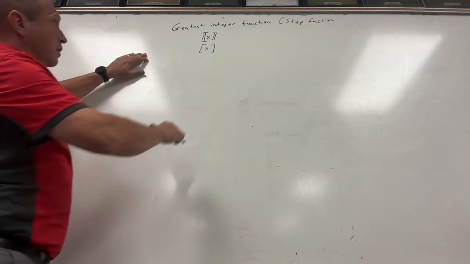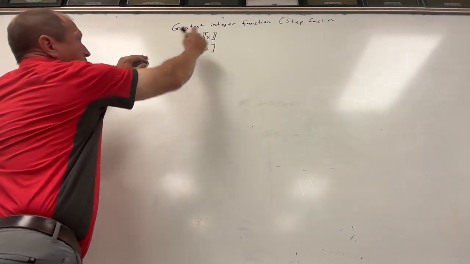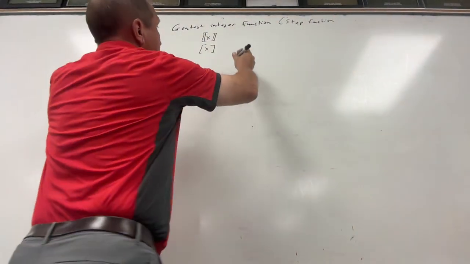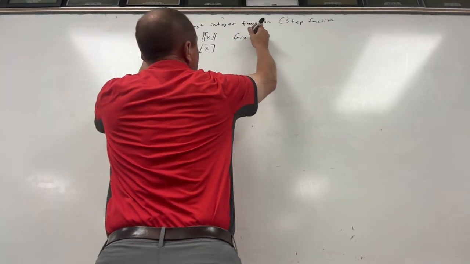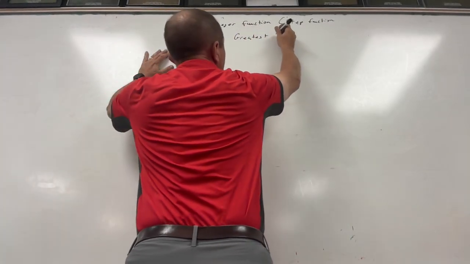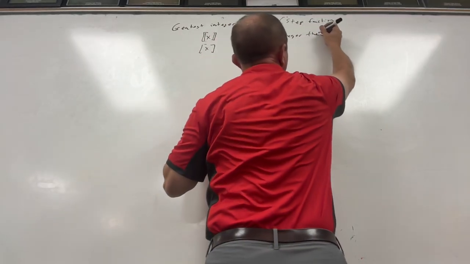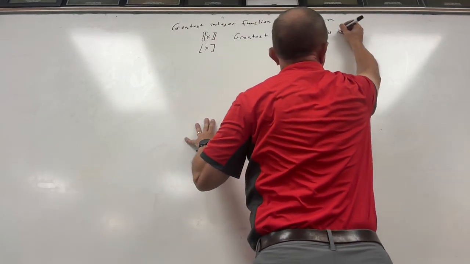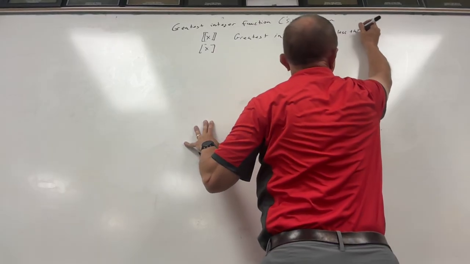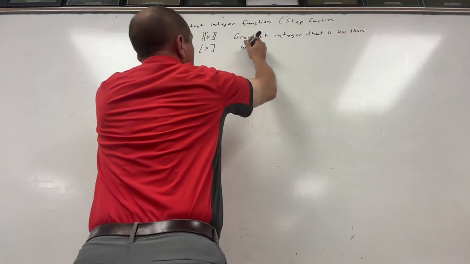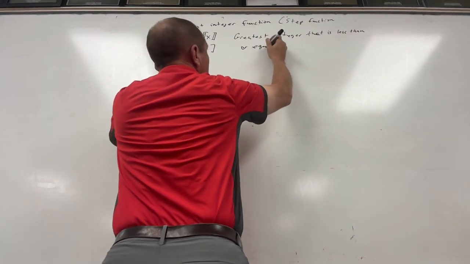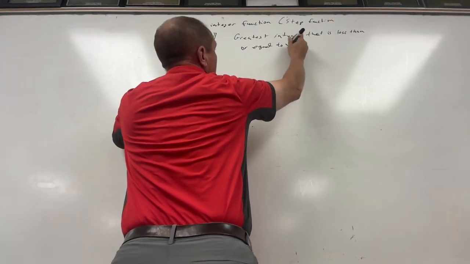From the greatest integer function, and I will generally write it in this form here, but it means we want to know the greatest integer that is less than or equal to x.